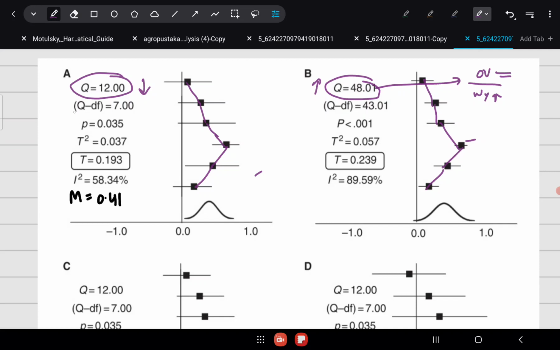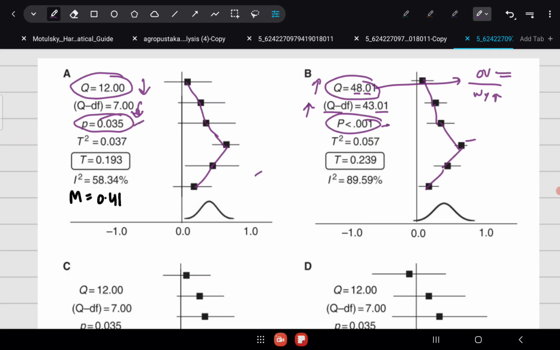Now we'll compute Q minus degrees of freedom, which is the excess dispersion. Degrees of freedom will be the same because the number of studies is the same for both, and because Q is higher for B, Q minus DF will also be higher for B and less for A. Makes sense? Now because Q minus DF is more for B, the P value will be closer to 0 for B than for A. Also making sense? You can see the P value is closer to 0 for B and closer to 1 for A.